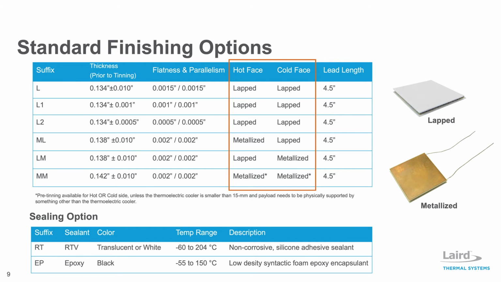Laird Thermal Systems also offers metallization on the hot and cold side of the ceramic substrates in order to accommodate pre-tinning with indium tin or bismuth tin eutectic type solder. This is offered to accommodate applications requiring soldering of thermoelectric coolers onto the heat exchanger surface versus mechanical fastening.